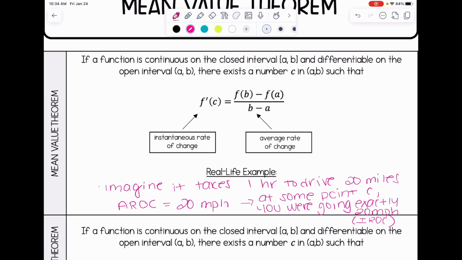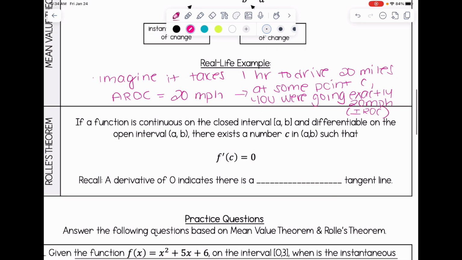Now, Rolle's theorem is essentially a subset of the mean value theorem. It says that if a function is continuous on the closed interval and differentiable on the open interval, so similar prerequisites to the mean value theorem, then there exists a number c where the derivative at c, so f prime of c, equals 0. This is basically telling you that the average rate of change is 0. And then let's just recall a derivative of 0 indicates that there must be a horizontal tangent line. All right, let's take a look at some practice questions to see what some things would look like that regard mean value theorem as well as Rolle's theorem.